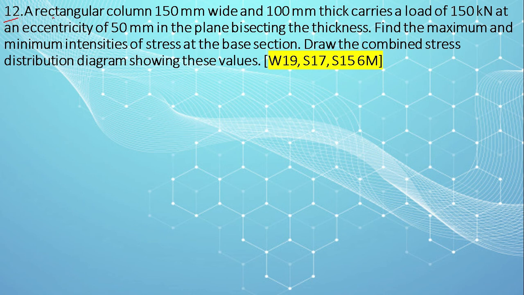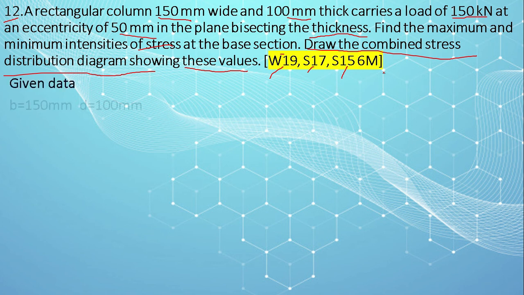Problem number 12. A rectangular column 150 mm wide and 100 mm thick carries a load of 150 kilonewton at an eccentricity of 50 mm in the plane bisecting the thickness. Find maximum and minimum intensities of stress at the base section. Draw combined stress distribution diagram showing this value. This question was asked 3 times, winter 19, summer 17 and summer 15 for 6 marks. So first of all we will find out the given data.